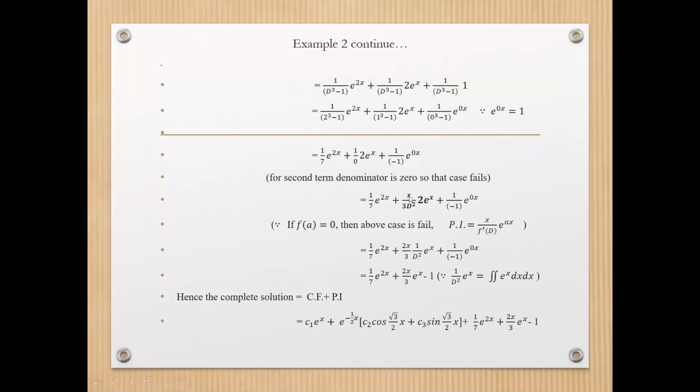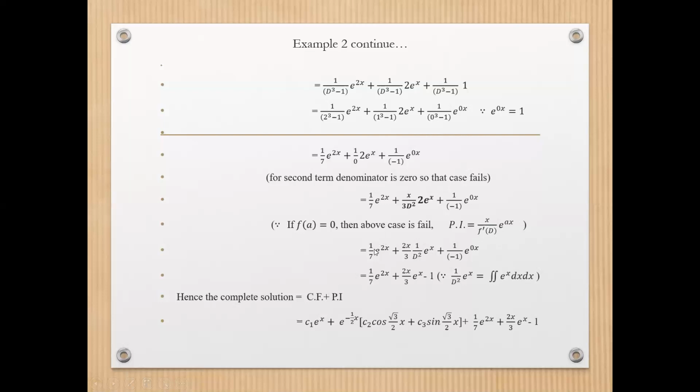If we put 1 in place of D, the denominator becomes 0. So we write x upon the derivative of the denominator. What is the derivative of D cube minus 1? The derivative of D cube is 3D square, and minus 1 is a constant, so its derivative is 0. So we get x upon 3D square into 2 e raised to x, and the third term as it is. Here I have written the reason behind this: if we put D equal to 1, the denominator becomes 0, so f of a is 0 and the above method fails.